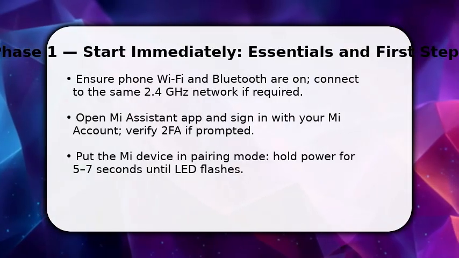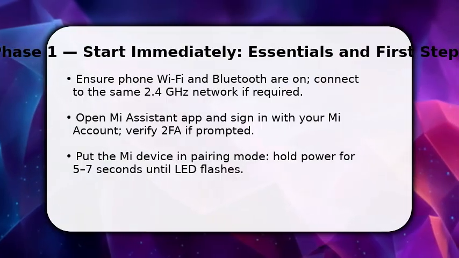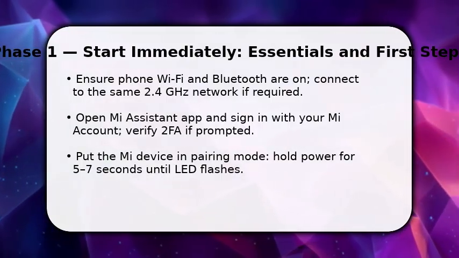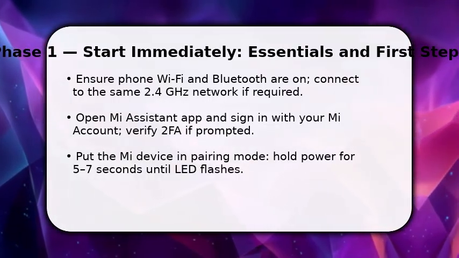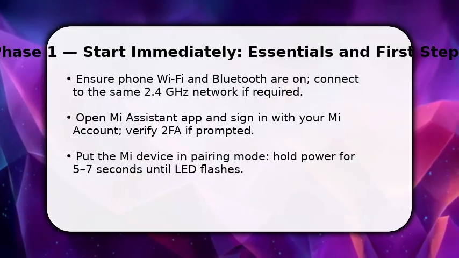You begin by enabling core connectivity. Turn on Wi-Fi and Bluetooth and sign into your My account in the My Assistant app. Once done, make sure the phone and My device share the same network band, usually 2.4 GHz.